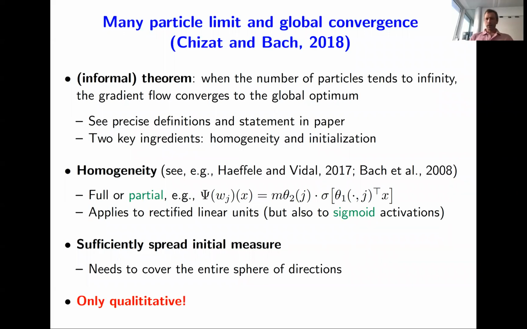One big caveat, and I will say it over and over again: this is very qualitative. I wish I was able to tell you how many neurons you need to achieve that behavior. I don't know. I wish I knew how fast it converges. I don't know. So it's very, very weak, but at the moment it's the best we can do.